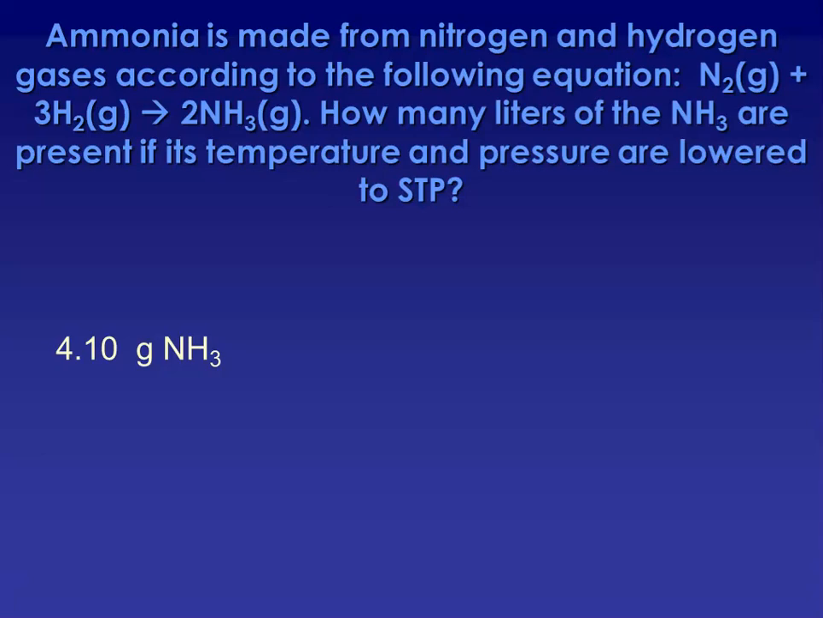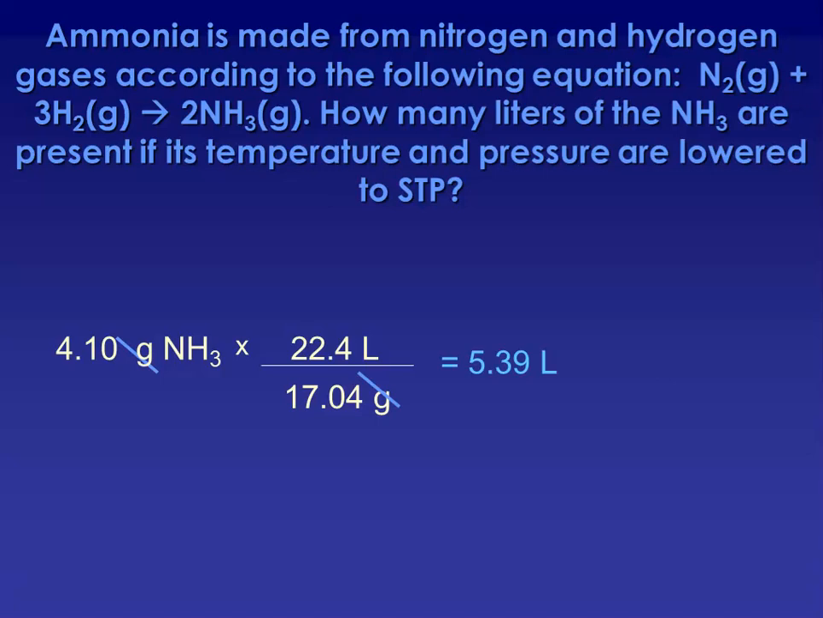We can do that using our ideal gas law, but because we are at STP, we can also use that relationship that 1 mole is equivalent to 22.4 liters, and that 1 mole is equal to that gas's molar mass. When we do our math through, we get that 5.39 liters of ammonia was actually present.